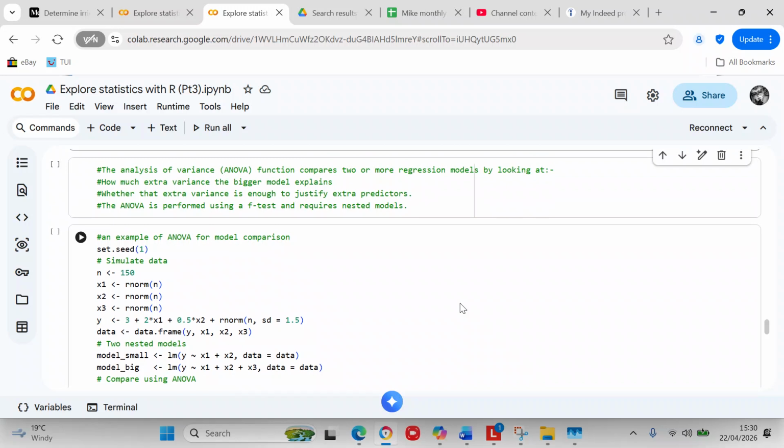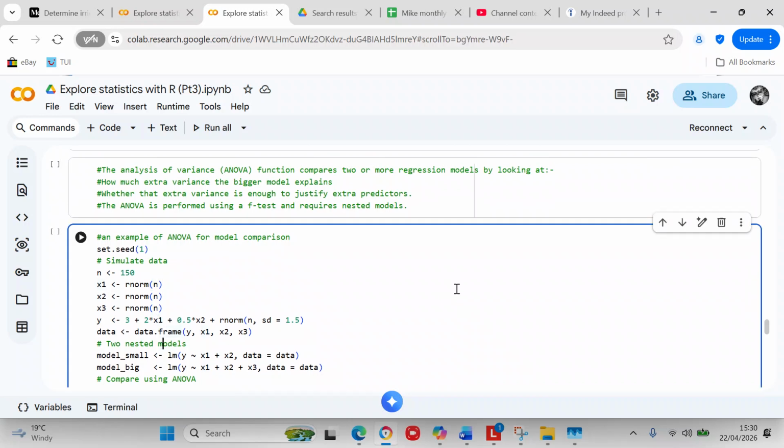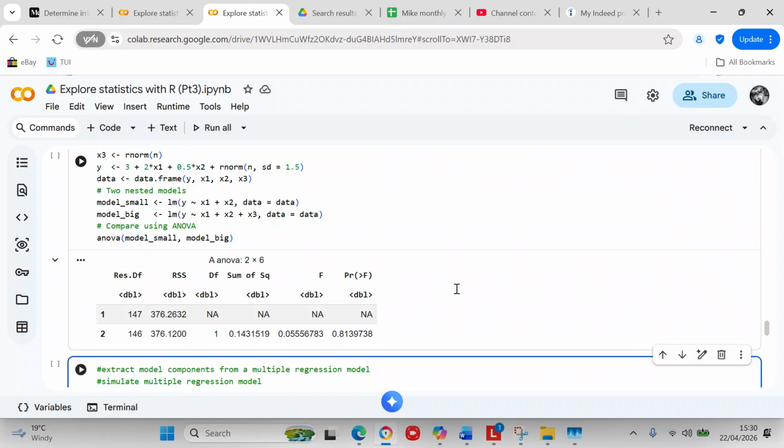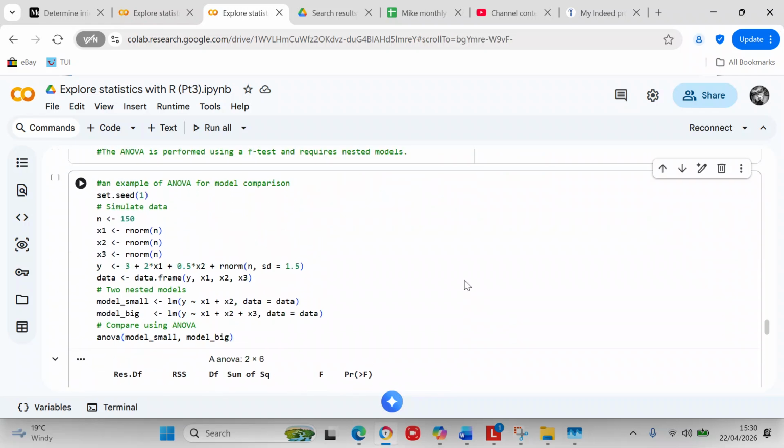So the analysis of variance, the ANOVA function, compares two or more regression models by looking at how much extra variance the bigger model explains, and whether that extra variance is enough to justify extra predictors. The ANOVA is performed using an F-test and requires nested models. So we're going to give you a sample program to show you how the ANOVA fits in with model comparison.